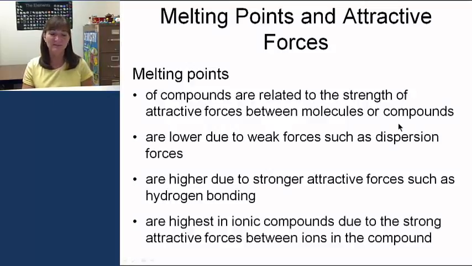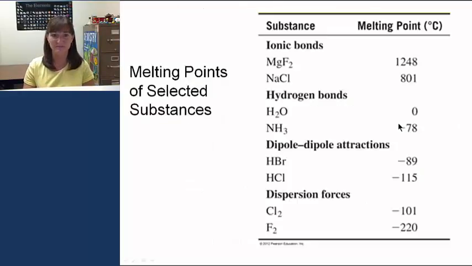And your melting points are highest in ionic compounds due to the very strong attractive force between the ions. Which is why, when I told you to memorize some of those properties of ionic compounds, one of the bullets is that they tend to be solids at room temperature. That's because they have a very high melting point, because this attractive force is so strong.